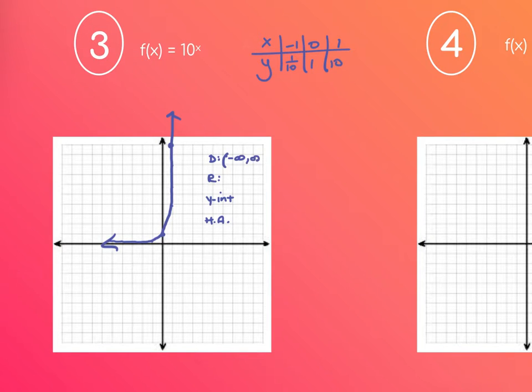Negative infinity to positive infinity. Range 0 to positive infinity. Y-intercept 0, 1, and horizontal asymptote y equals 0. Good.